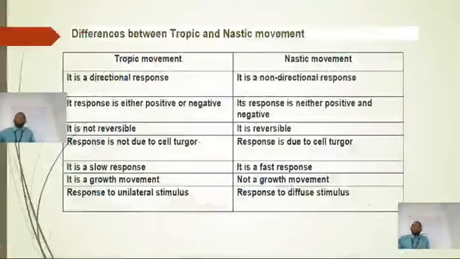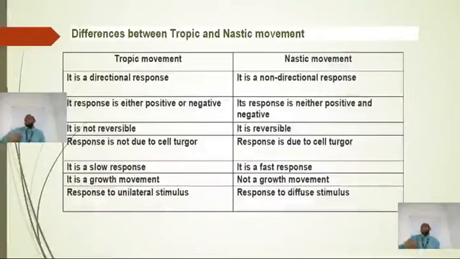Differences between tropic and nastic. Why do we want to study this? We are trying to take one that is a directional movement and one that is a non-directional movement. The tropic movement is directional, while the nastic movement is non-directional. The tropic movement response is either positive or negative, while in nastic movement the response is neither positive nor negative, non-negative, please. Correct that statement in your note. It is not negative. Okay, tropic movement is not reversible, while that of nastic movement can come back to it.